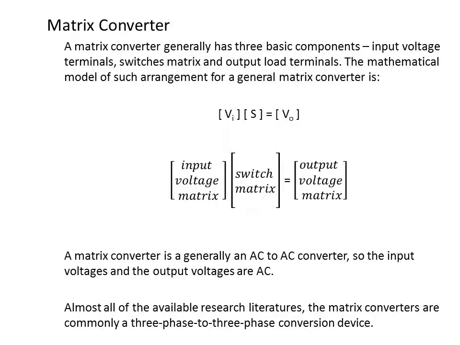A matrix converter generally has three basic components: input voltage terminals, a switch matrix, and output load terminals. The mathematical model of such an arrangement for a general matrix converter is the input voltage matrix, the switch matrix, and the output voltage matrix. A matrix converter is generally an AC to AC converter, so the input voltage and the output voltages are AC. In almost all of the available research literature, matrix converters are commonly a three-phase to three-phase conversion device.